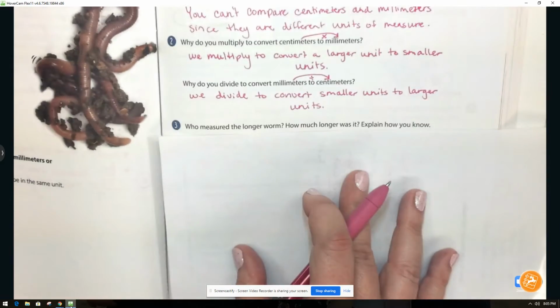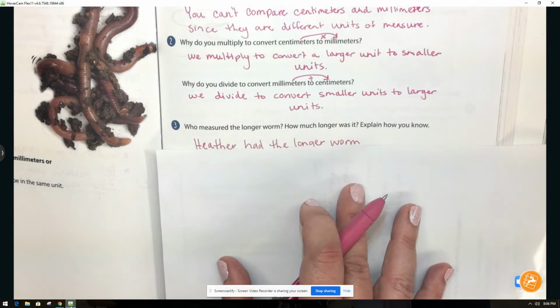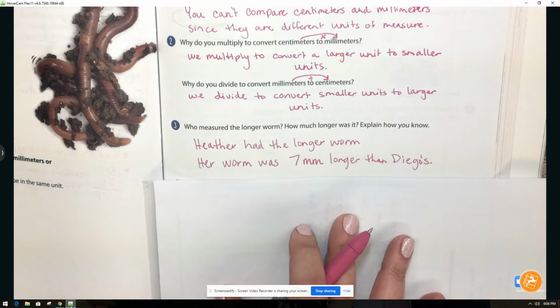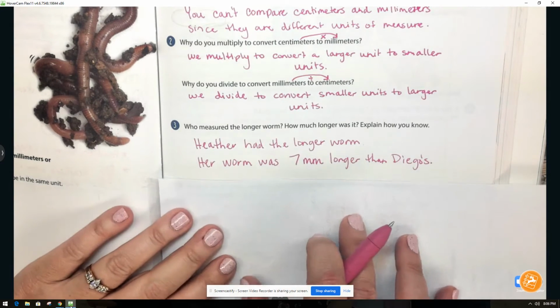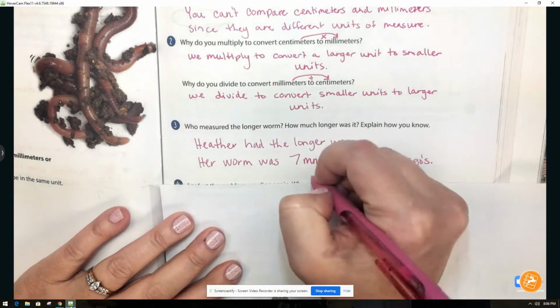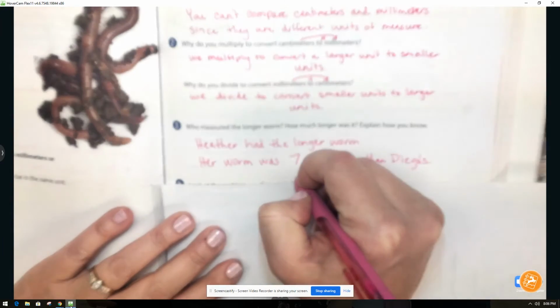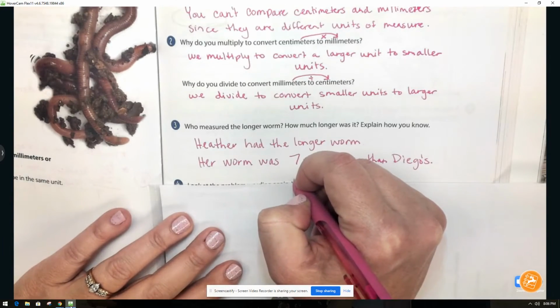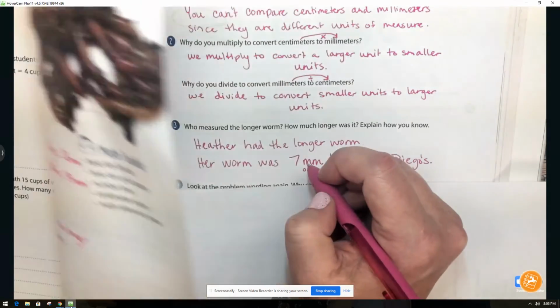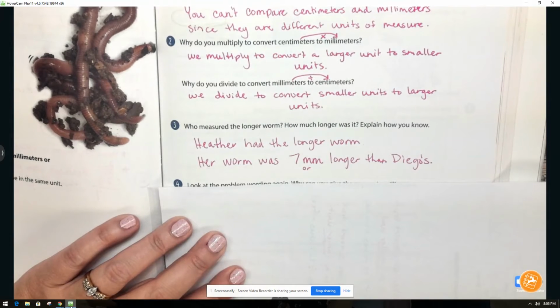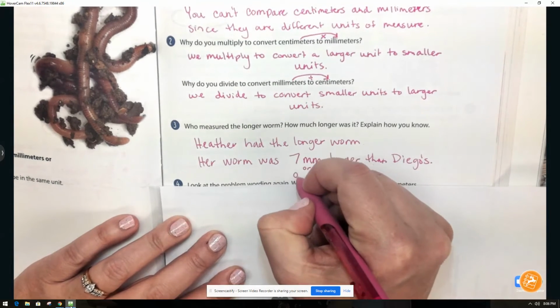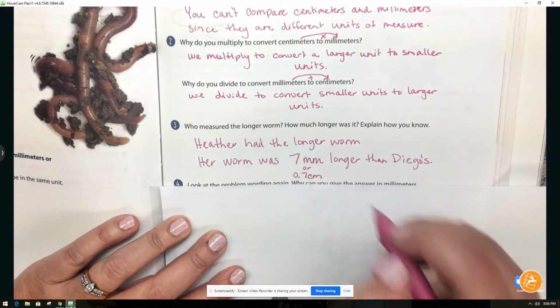Now, who measured the longer worm? How much longer was it? We solved this on the last page, so I'm going to go pretty quickly through that. We know that Heather had the longer worm. Her worm was 7 millimeters longer than Diego's. Or we could also say it was 7/10 of a centimeter longer.